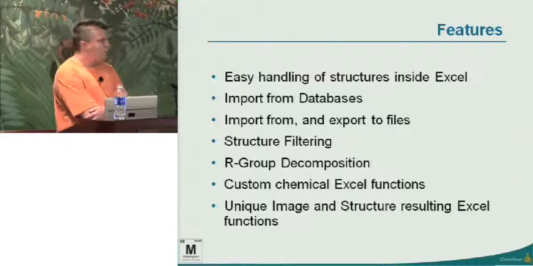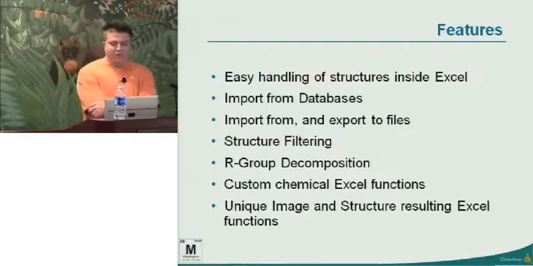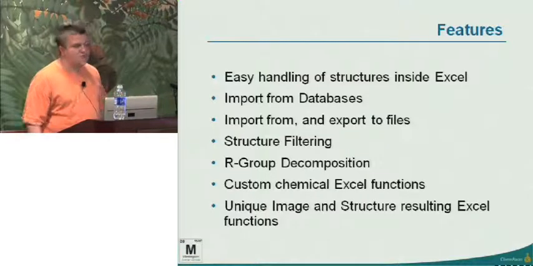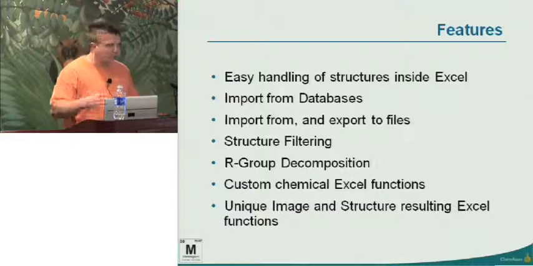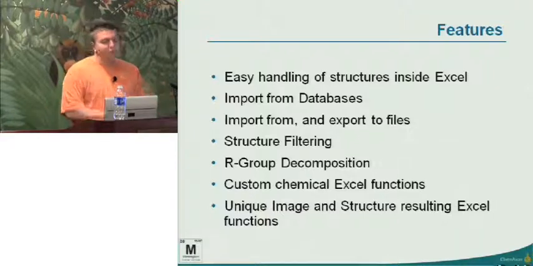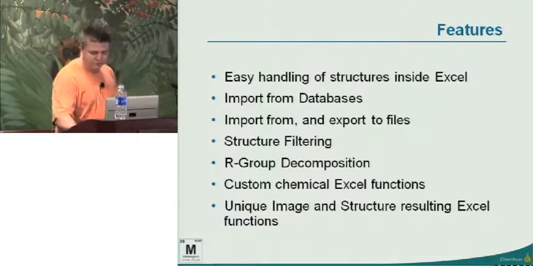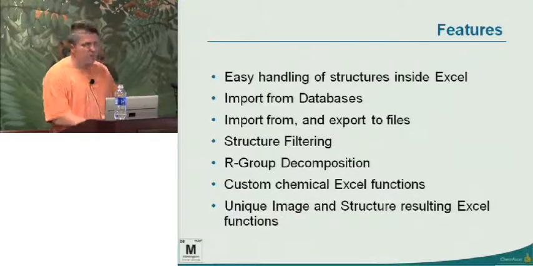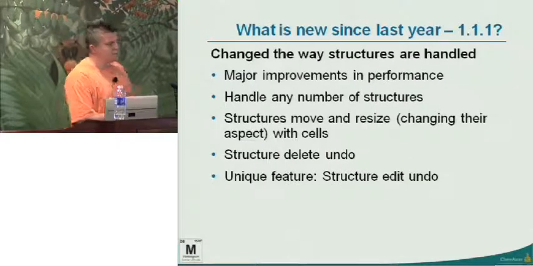And we have a new feature, which I'm going to also demonstrate: unique image and structure resulting Excel functions. Normal Excel functions result in a number or text or whatever, but we found a way to implement these special kinds of functions. So, what's new actually in JChem for Excel since last year?